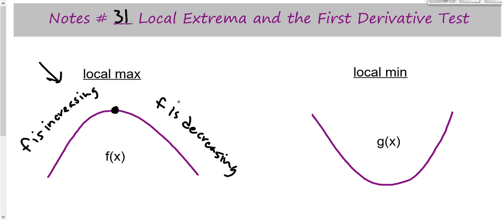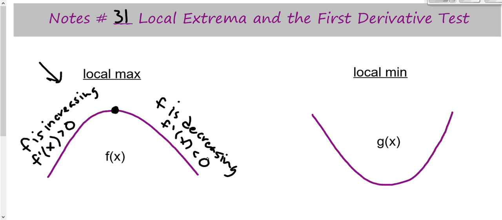Anytime a function is increasing, it has positive slopes. You could draw little tangent lines and see that their slopes are positive. So we would say that f prime of x is greater than 0. The derivative is positive if the function's increasing. And then on the right side, we would say that f prime of x is less than 0 because the slopes are negative, so the derivative is negative.